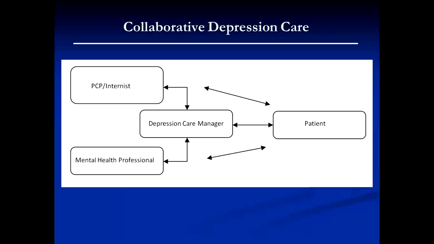So very briefly, this is kind of the model for collaborative depression care. On the left-hand side, you have the primary care doctor, the internist. At the long-term care facility, it could be the medical director. And then you also have a mental health professional who may be providing services to the client either directly or through an outpatient office through a family member. And these two providers may or may not collaborate, depending on many factors.